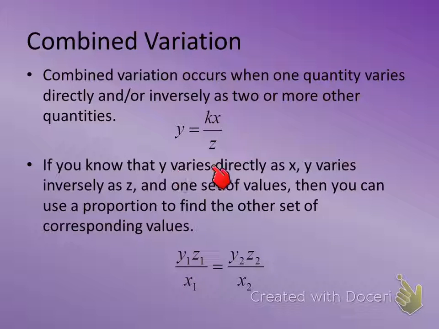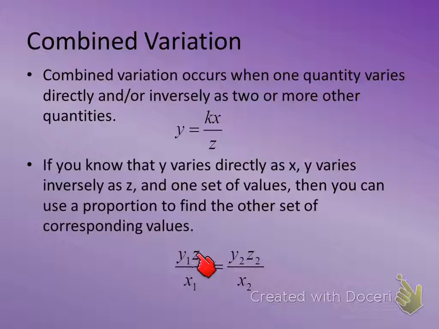So if you know that y varies directly as x, like it does here, and y varies inversely as z, like it does here, in one set of values, then you can use a proportion to find the other set of corresponding values. So my best advice for combined variation is to pay attention to what you're doing up here. If you look up top, you have the directly one on top, but when you plug it in, your directly one is going to be on the bottom because you got to solve for k. Your inversely one is on bottom up here, but it's going to end up being on top when you solve for k. So it's the opposite of what you think it would be.